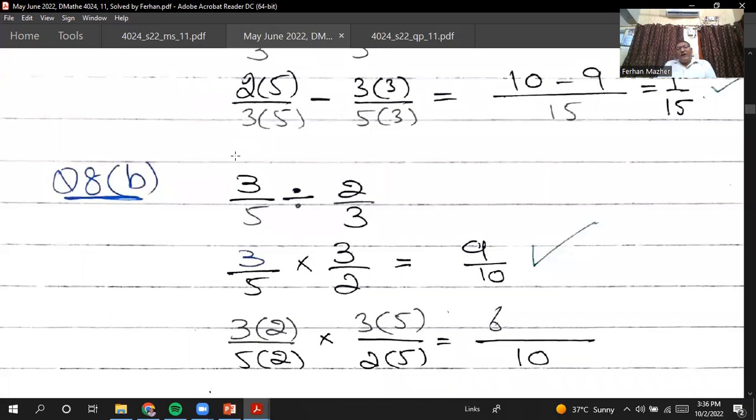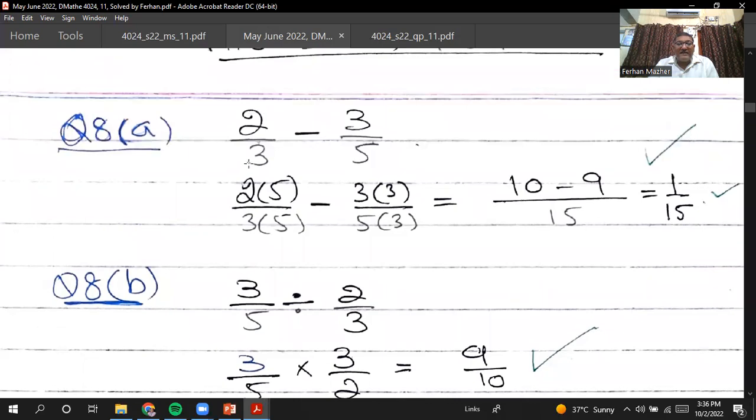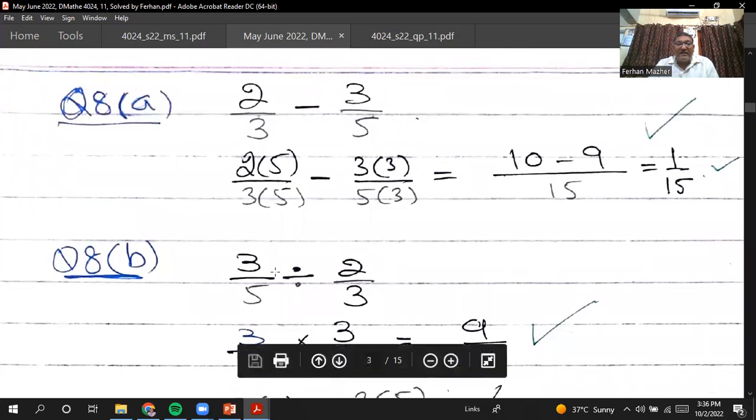Okay, so here you have 3 by 5 divided by 2 by 3. So it will be 3 by 5. When you convert that divide sign into a multiplication sign, the fraction right after that sign should flip, should reciprocate. So multiply with 3 by 2. So you will have 9 by 10. So your answer is 9 by 10, and this is the right thing. Okay. So this is question number 8, B part.